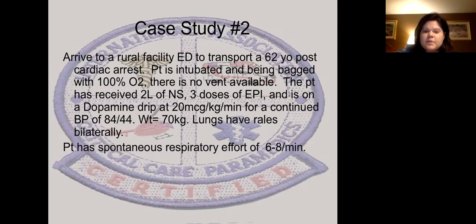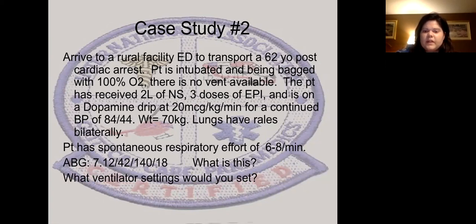They have spontaneous respiratory effort of 6 to 8. The ABG is as follows. What is it? And what ventilator settings would you set? So a lot of times we look at the ABG and attempt to correct from where we're at right now. However, whenever we walk in and the patient presents like this, first of all, they have this spontaneous respiratory effort. They just received CPR. So what we're going to need to do is put them to sleep, assist them with their breathing. Right now it says that we're bagging them at 100% O2.